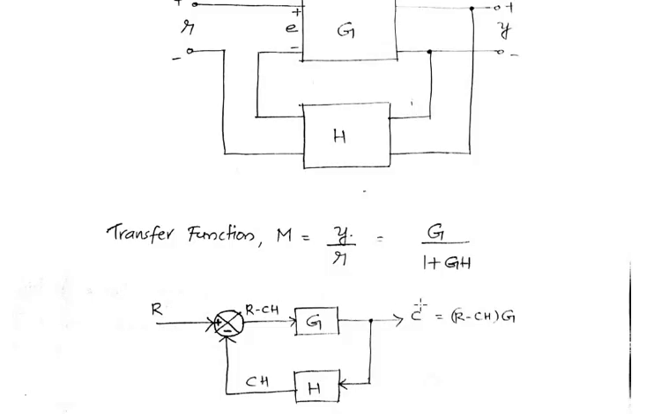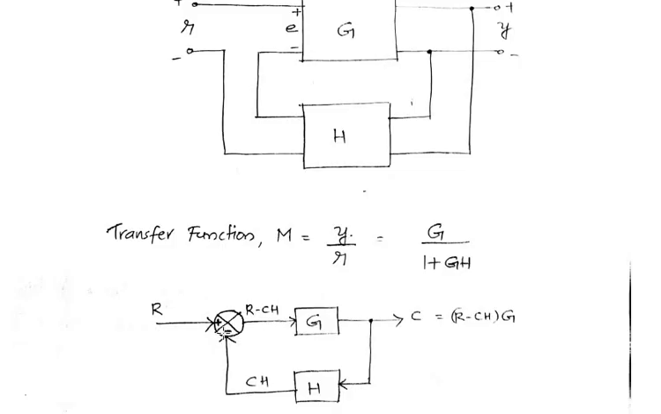Here from the output we are taking a feedback. The signal C is taken and applied to the feedback element with the gain H. Definitely the output of this feedback element will be C into H. So we have CH here. This CH is applied to the error detector. Since it's a negative feedback, we have a minus here. So what will be the output of this error detector? It will be reference input R minus CH.